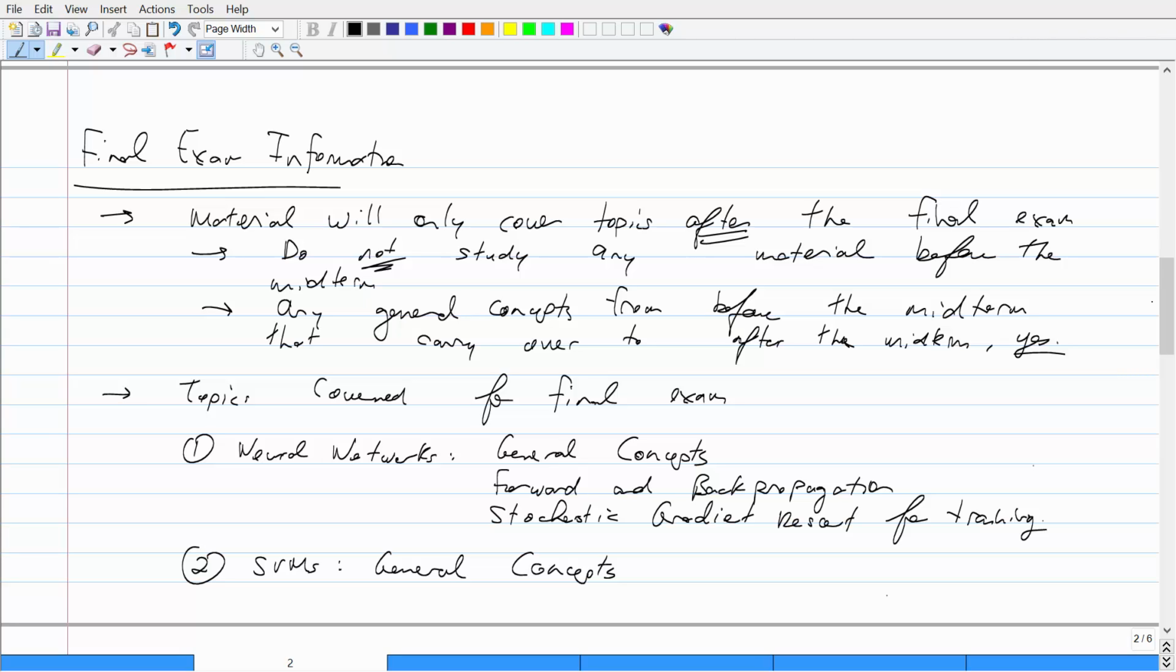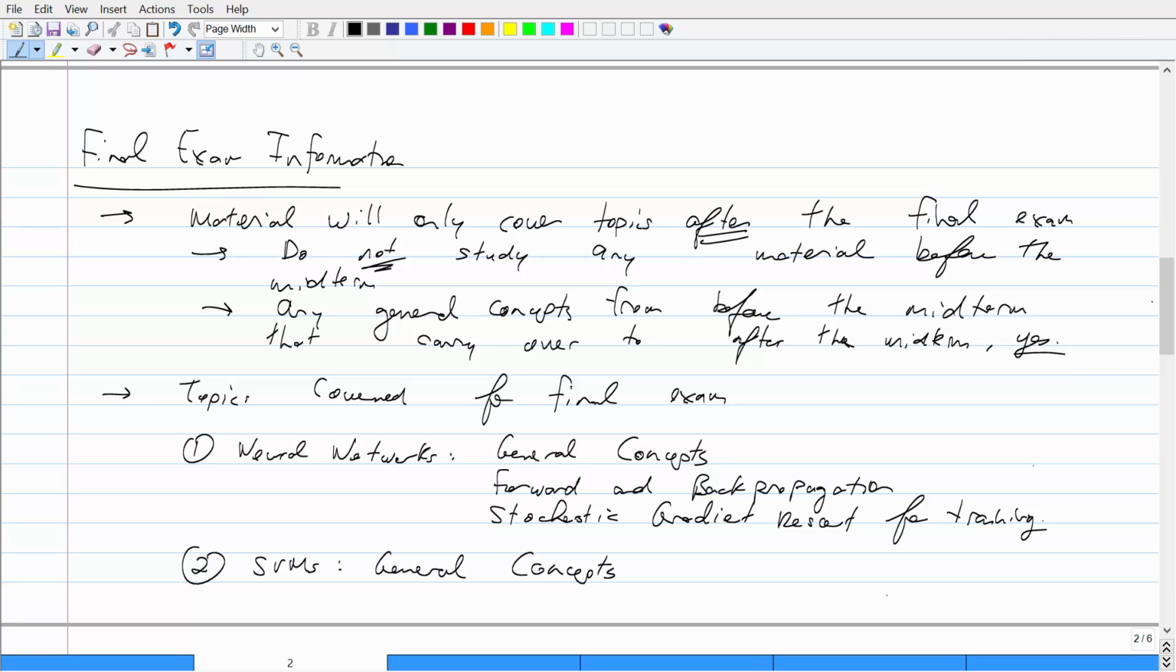Obviously, any topics that carry on to the second half of the course, like training parameters and training model, that kind of vocabulary you're supposed to know, it's just assumed. Okay, so just study neural networks and onwards to the end. So you're not responsible for the first half of the course. I don't like asking questions before the midterm because I've already tested you on it, there's no point. Okay, so the topics covered, so general concepts before the midterm that carry over, yes, you're responsible. The topics covered for the final exam officially are as follows.